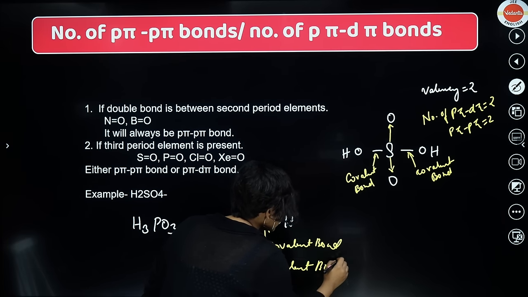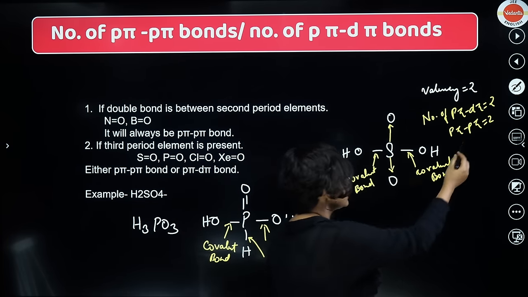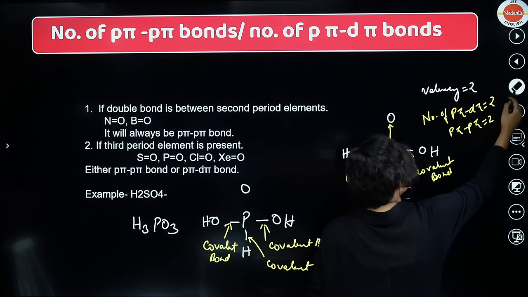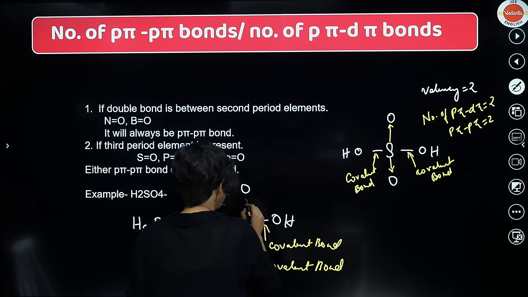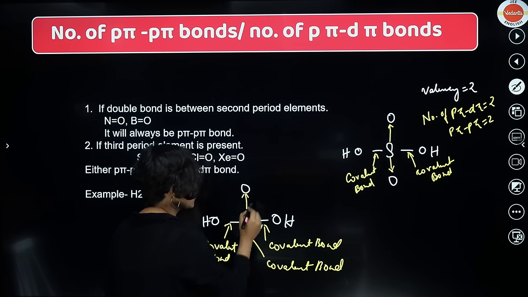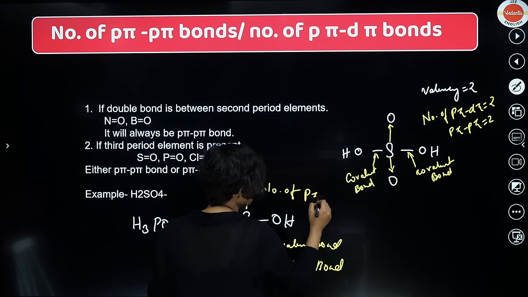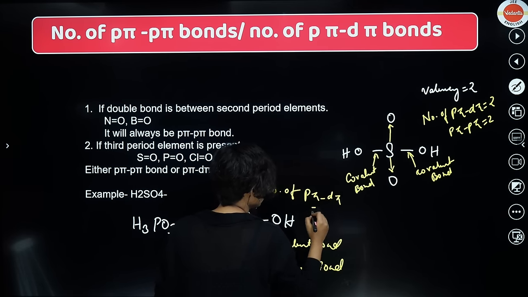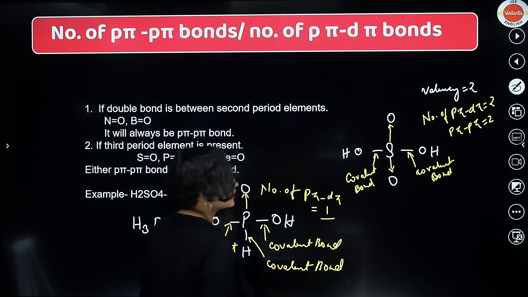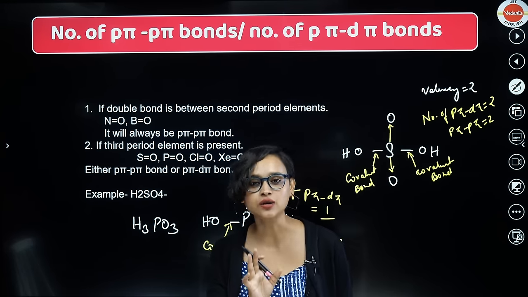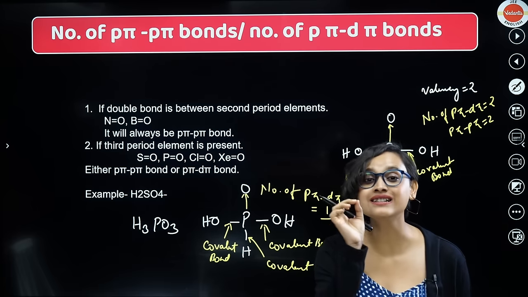Okay. But now what am I going to do? I'm going to change that to be coordinate bond. See, this one I'm going to change it into a coordinate bond. Take a look at it. Yes. So now number of P pi D pi is equal to 1. Understood? Yes. Okay.